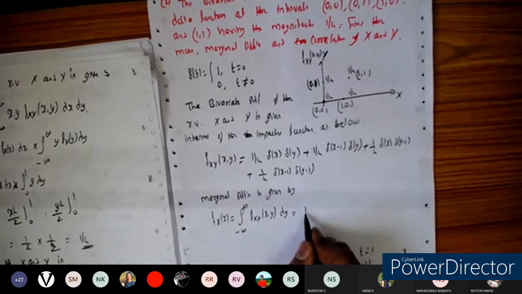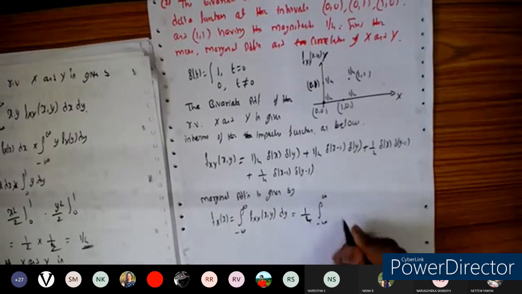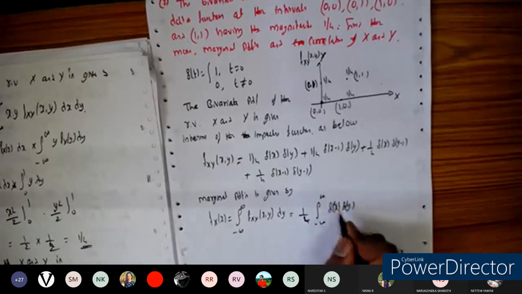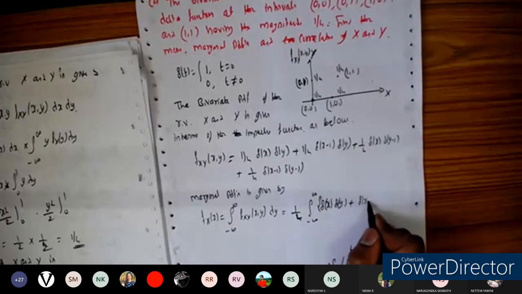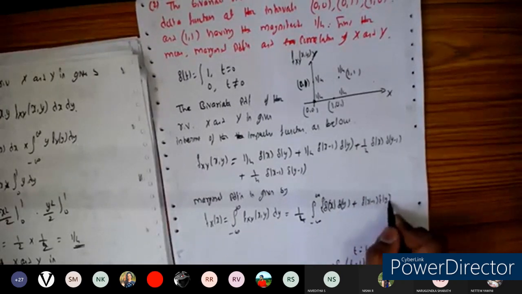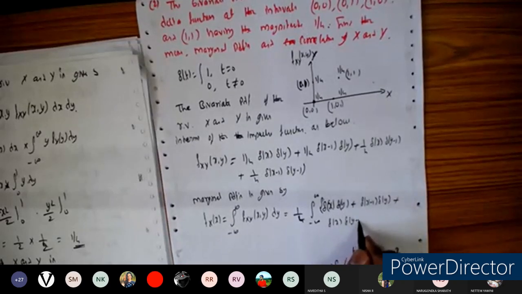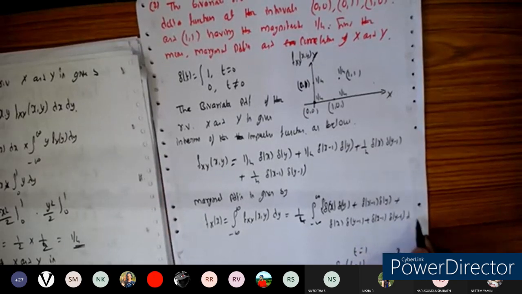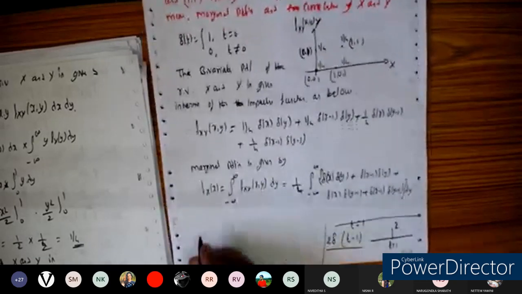So 1/4 is common, I'm going to take it outside. The integral from minus infinity to plus infinity of delta of x into delta of y, plus delta of x minus 1 into delta of y, plus delta of x into delta of y minus 1, plus delta of x minus 1 into delta of y minus 1, into dy. We are going to integrate here.